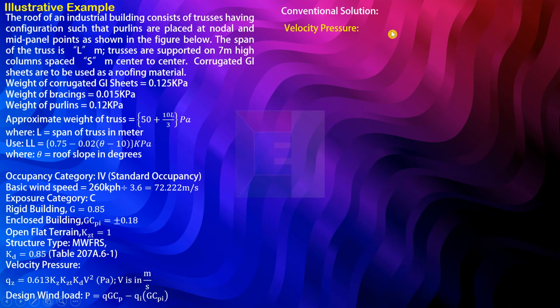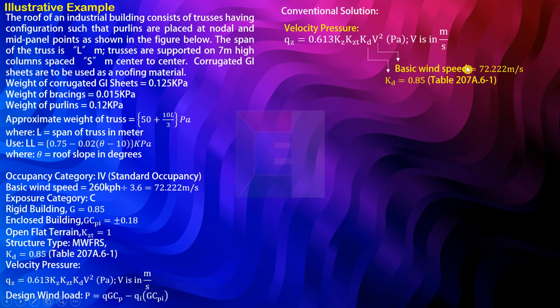So first, we need to compute for the velocity pressure. So it is defined by this formula, 0.613 Kz Kzt Kd V squared in Pascal, where V is in meters per second. So yung basic wind speed natin is, again, na-compute na natin, 72.222 meter per second. And then yung directional factor natin, again, as defined in table 207A.6-1, so meron tayong directional factor na 0.85 na kasi given yung structure type natin na main wind force resisting system.